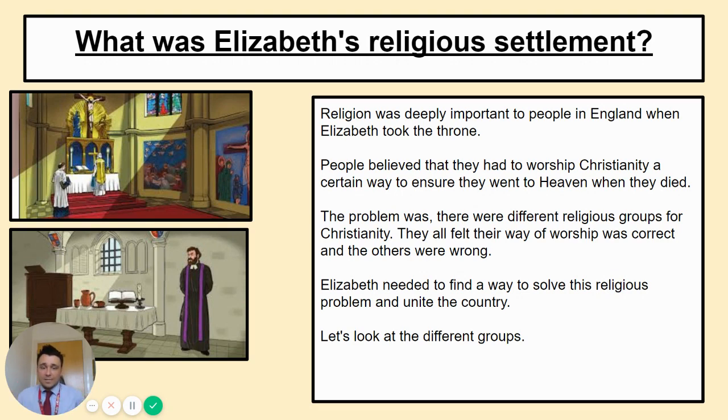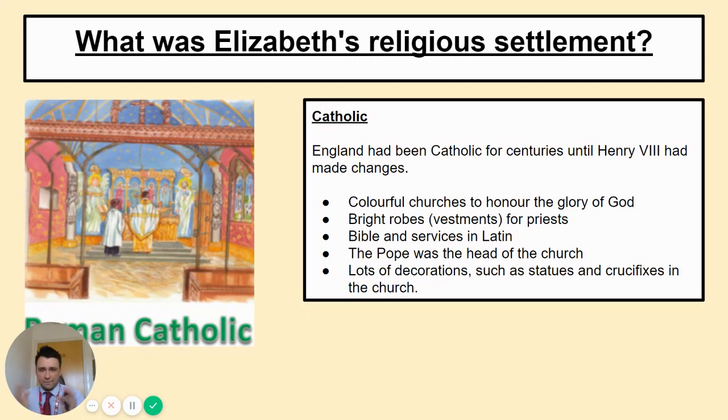Now, Elizabeth needed to find a way to solve this religious problem and unite the country. She realised that actually religion would cause issues, religion would cause rebellion, and she had to try to heal the country. Let's have a deeper look at the different groups that worship Christianity that she was trying to unite at this time. So first of all, the Catholics.